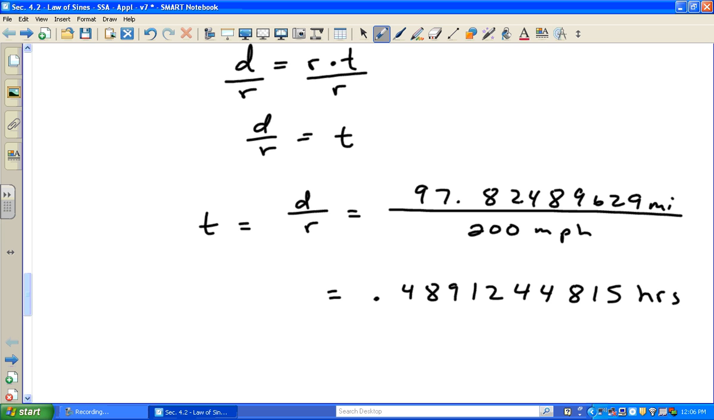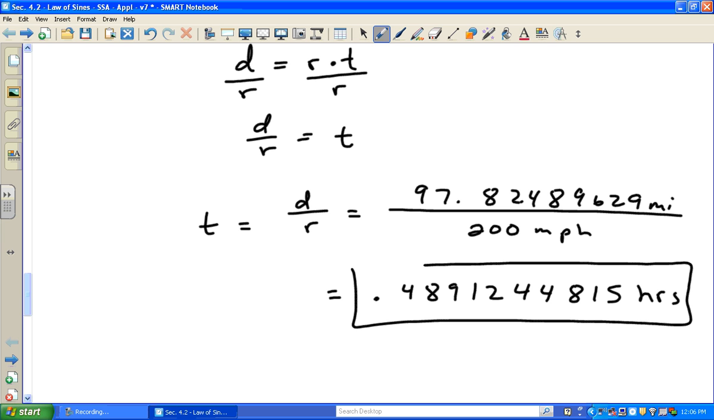So it's going to take just a little bit less than half of an hour to reach that ship. Of course, if it wanted you to convert that into minutes, we can definitely do that. But for now, we'll just leave that at 0.489, and then the decimals in hours. This concludes this lesson on solving applications involving side-side angle triangles.